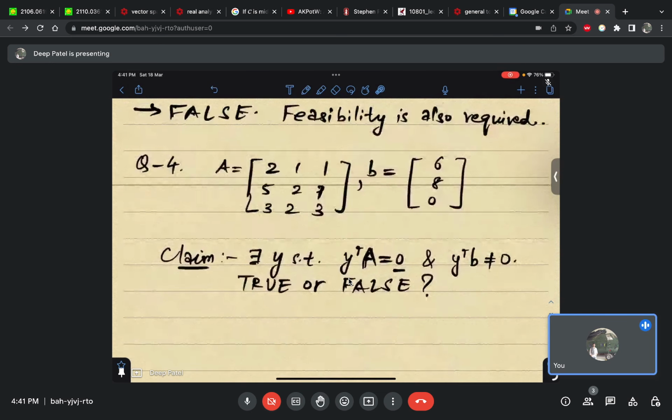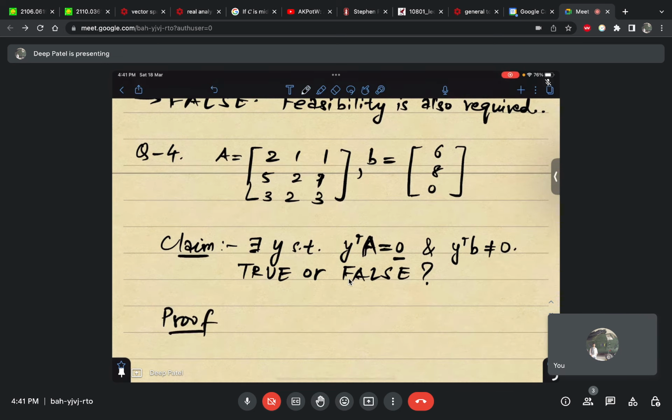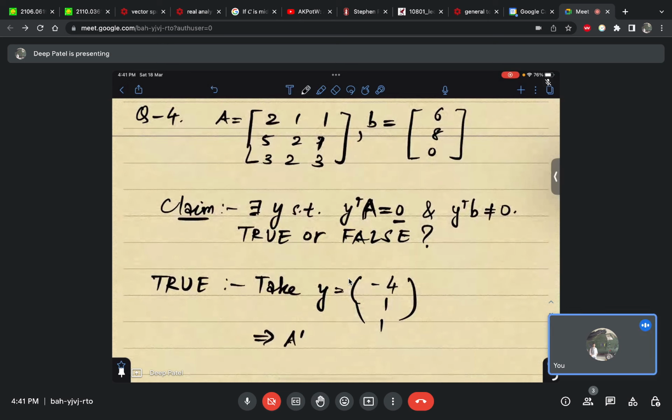Okay, so maybe let me just do this. You can add this up, 3, add this 5, to 6, minus 7, 4 8, times of this. So minus 4, 1, 1, right? So Y transpose is... A transpose Y will be 0, and B transpose Y will be simply minus 24 plus 8 minus 16.